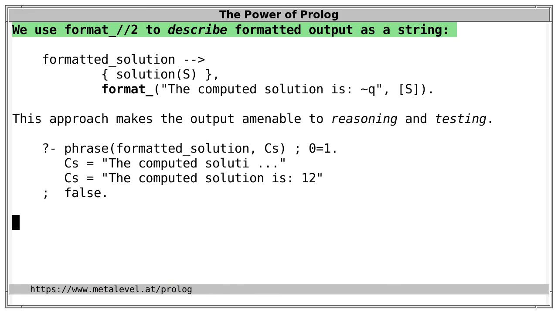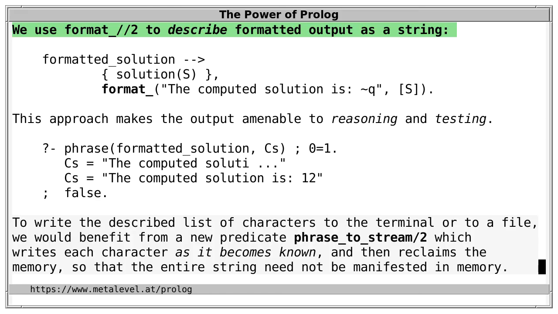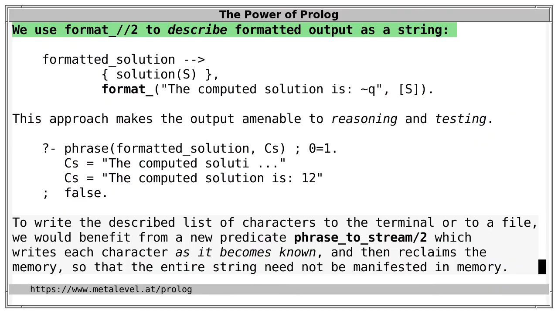Of course, it's suboptimal that we had to manifest the entire list in memory. So what would actually benefit most from here is a new predicate, say phrase_to_stream, which writes each character as it becomes known, and then immediately reclaims the memory so that the entire string need not be manifested in memory. And Prolog implementers are of course highly encouraged to provide this predicate, because then we can make more of our code amenable to reasoning and at the same time achieve good performance. In this case, especially space efficiency.